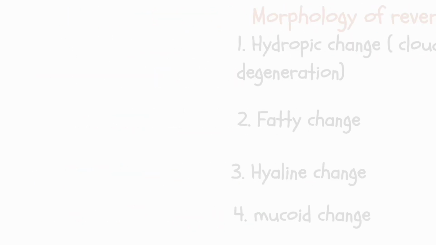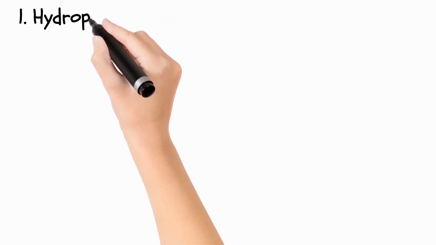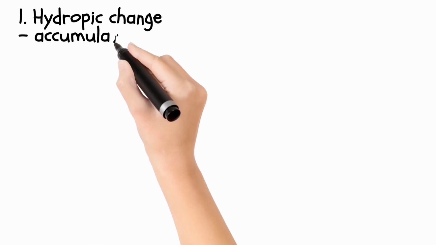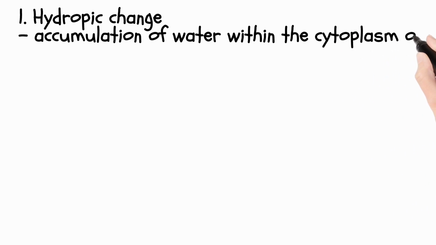Now let's look at these changes one after the other. The first one is hydropic change. Hydropic change means the accumulation of water within the cytoplasm of the cell. Remember that the cytoplasm of the cell is a gel-like ground substance in which the organelles are suspended. So cells which accumulate water within the cytoplasm may burst due to the increased amount of fluid and form a vesicle. A vesicle is a fluid-filled sac.